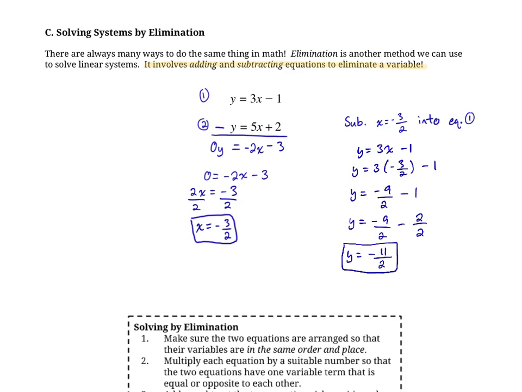Now remember, when we're solving a linear system, we are given an x value and a y value. This is just our point of intersection, so you need to write a final statement. So therefore the solution, or you can write the point of intersection, is -3/2 and -11/2.